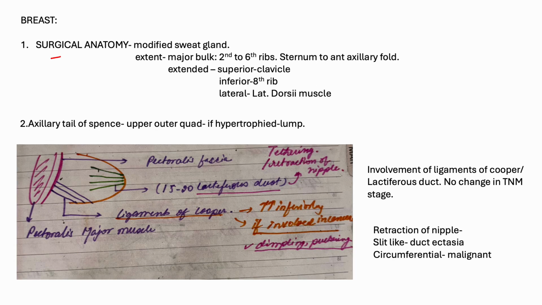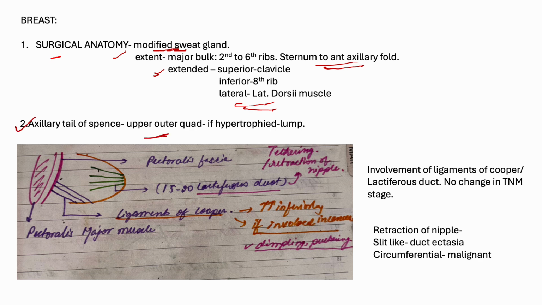Coming to the surgical anatomy of breast, breast is modified sweat gland. Okay, it's a modified sweat gland. The major extent of it is the major bulk, the major portion of the breast. It extends from the second to sixth rib and sternum to the anterior axillary fold, and the entire extent of it can extend from superiorly the clavicle, inferiorly to the eighth rib, and lateral to the latissimus dorsi muscle. The axillary tail of Spence is there in the upper outer quadrant.